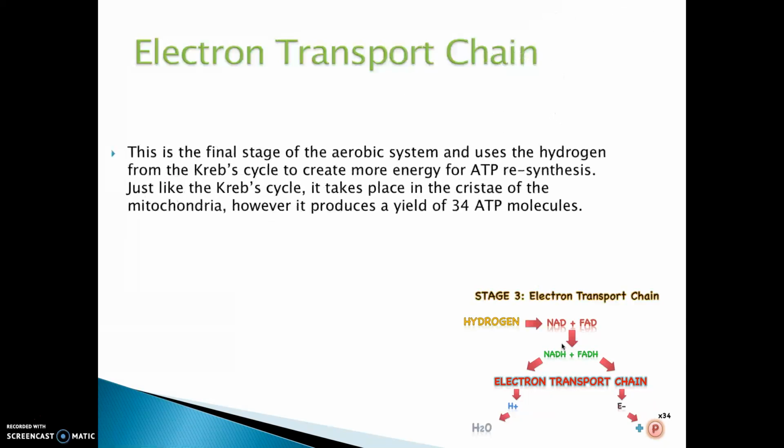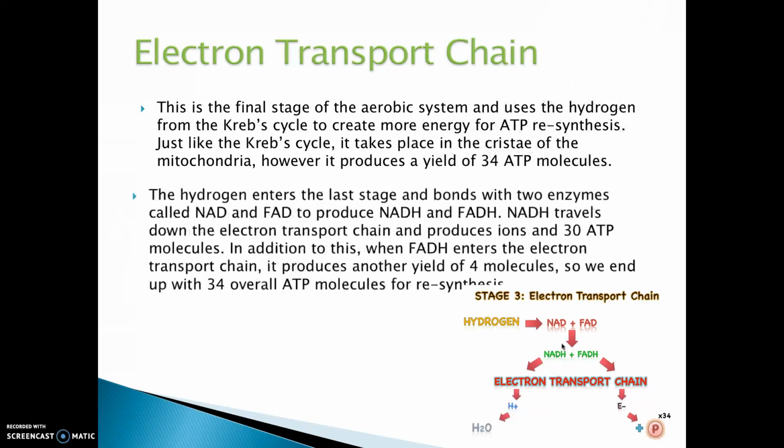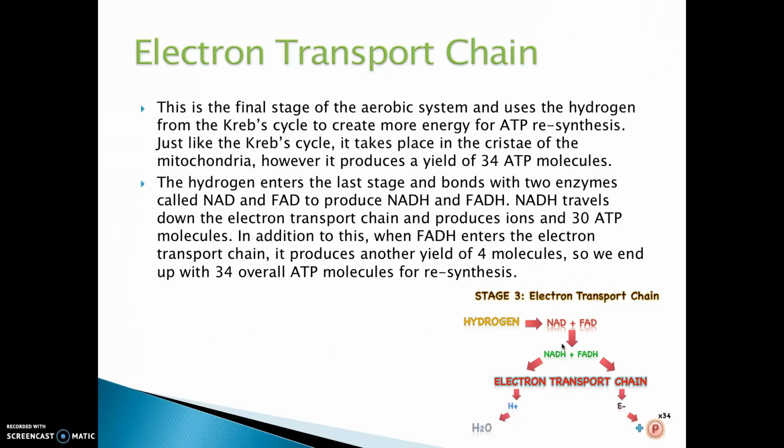Finally, we have the electron transport chain, which is the last stage of the aerobic system. It uses the hydrogen from the Krebs cycle to create more energy for ATP resynthesis. This stage takes place in the cristae of the mitochondria and produces a yield of 34 ATP molecules.